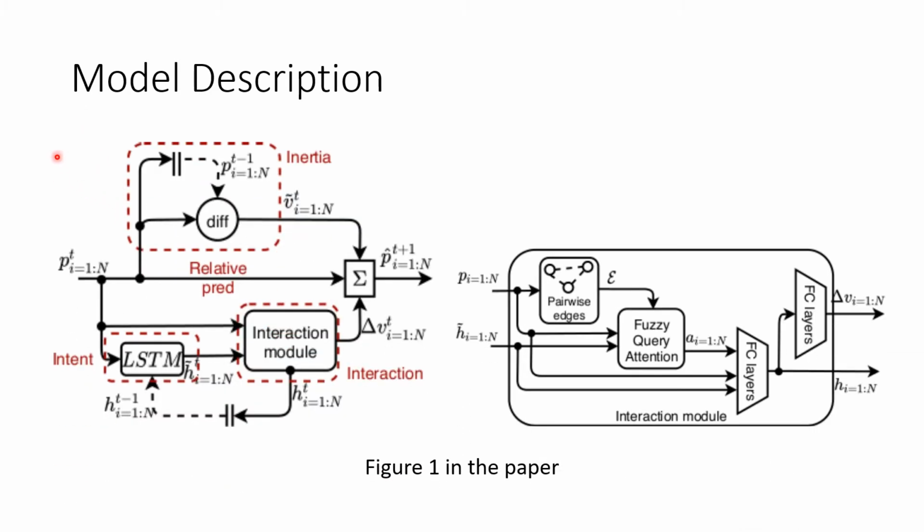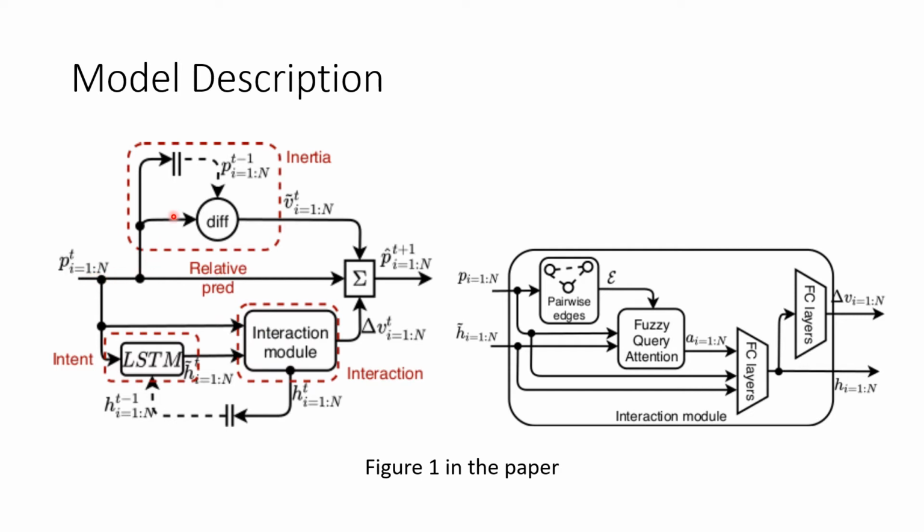So it is divided into 3 diagrams. The first diagram shows an overview of the system. So we have the input, the position for each agent, and the first module here is the inertia module, which represents the constant speed of each object. And we have the intent module, which represents the intent of each agent, and the interaction module, which represents the resultant velocity change for each agent resulting from the interaction with other agents.